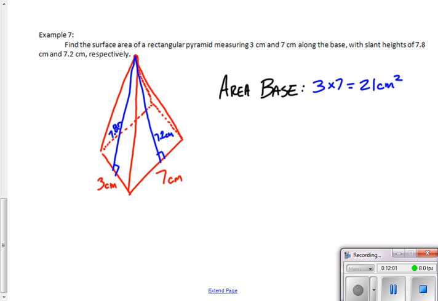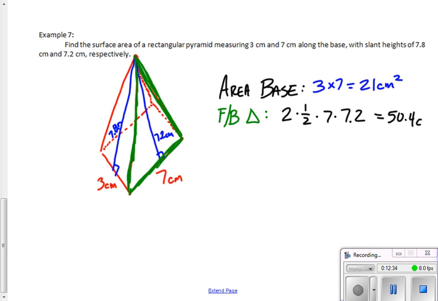Start by finding the area of the base. 3 by 7 giving us 21 centimeters squared. Next I'll take the front and the back triangle. Remember this is a rectangular pyramid, so you'll have faces of different measure. I went ahead and highlighted the front triangle, and I'll put out the dimensions there. Multiplied by 2 faces, times 1/2 times base is 7. Height is 7.2, giving us a total of 50.4 centimeters squared. So now I need to take care of the left and the right face.